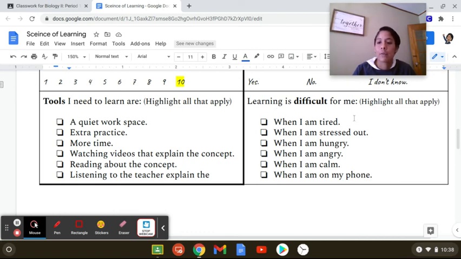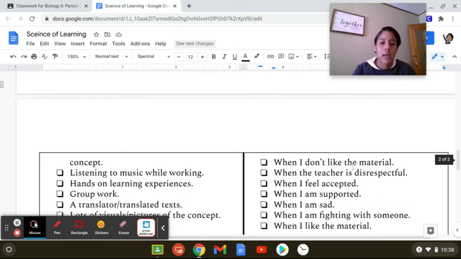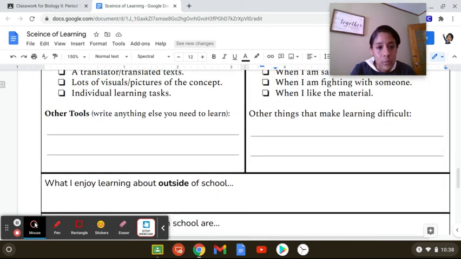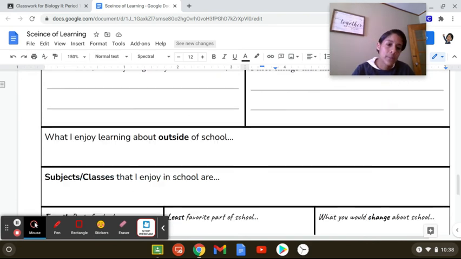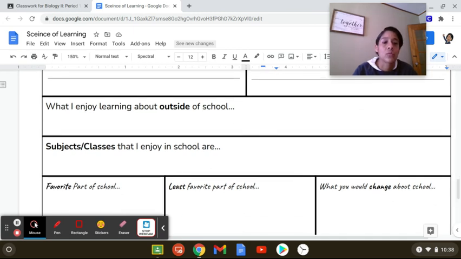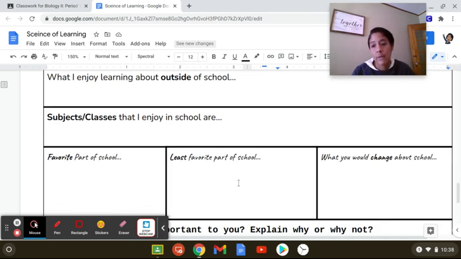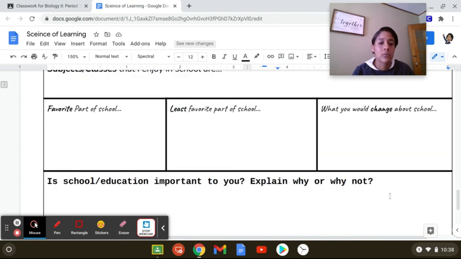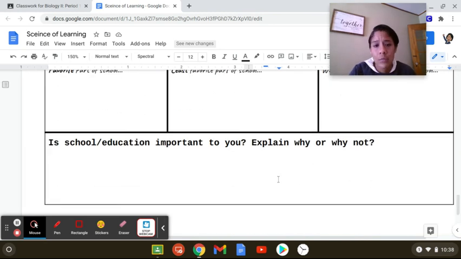Learning is difficult for me. When is learning difficult? You can highlight those. Other tools, write anything else you need to learn. Other things that make learning difficult. What I enjoy learning outside of school is, subjects, classes that I enjoy in school are, favorite part of school, least favorite part of school, what you would change about school. And then lastly, is school or education important to you? Explain why or why not.